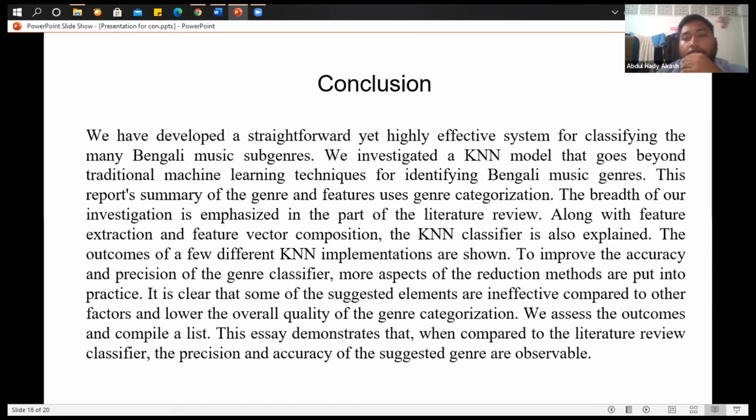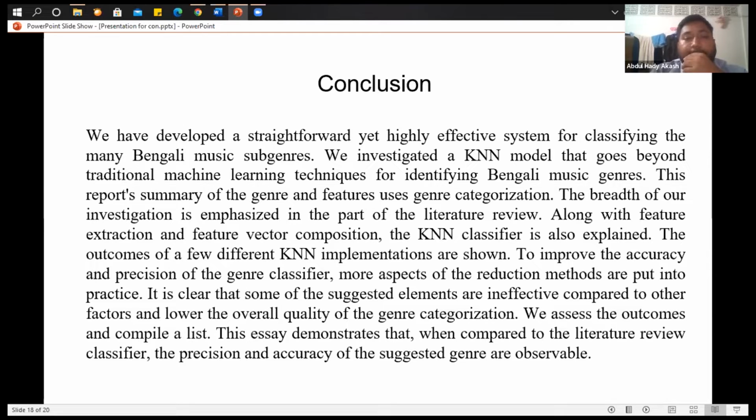So next we come to our conclusion. We have developed a straightforward yet highly efficient system for classification of many Bengali music subgenres. We have investigated a KNN model that goes beyond the traditional machine learning technique for identifying Bengali music genre, as emphasized in the part of our literature review.